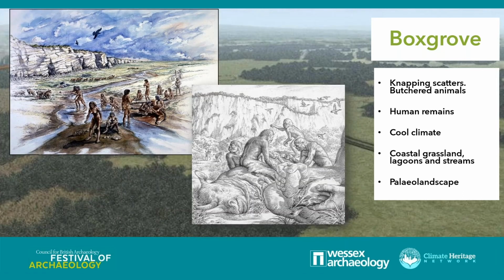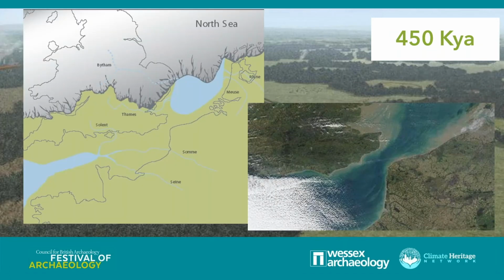This is a reconstruction of the Boxgrove paleo landscape, where you've got this chalk cliff line, which was a primary source of flint raw material to make hand axes, and this rich coastal environment, this coastal plain in which humans and animals were active. So that's the site of Boxgrove. That takes us up to the 500,000 year period.